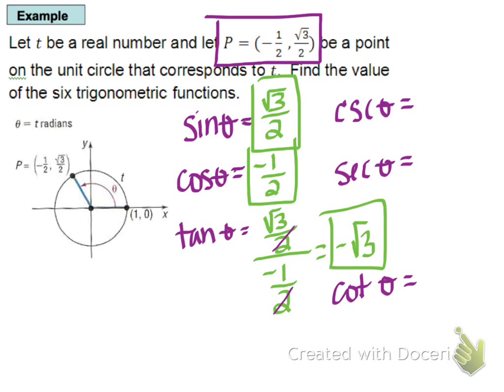And to find each of these, we're just going to do 1 over all of those, the reciprocals. Basically, we're just going to take our answers from before and flip them over. So if I take sine and I take its reciprocal, I just flip it over and I get 2 over the square root of 3. But remember, we have to rationalize that denominator, so I'm going to multiply the top and the bottom by root 3 over root 3. And I get 2 root 3 over 3 as that final answer.